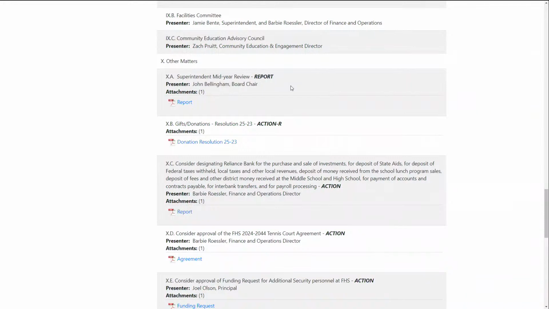9B, Facilities Committee. Mr. Benty and Ms. Raisler. And actually, Dr. Moore covered everything around the Facilities Committee during her board member time. So I was just looking through the notes here, and there was nothing else to add beyond what she said.